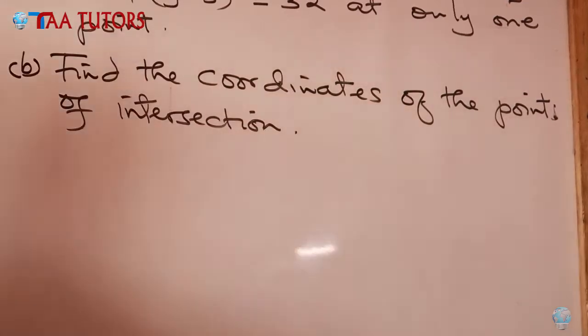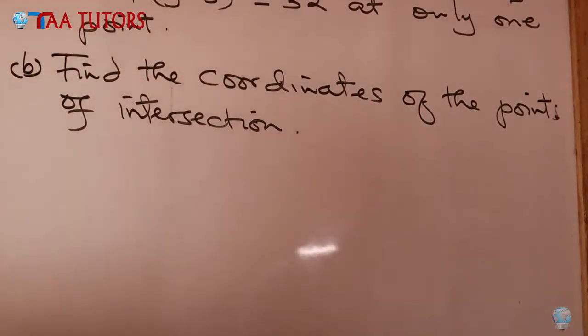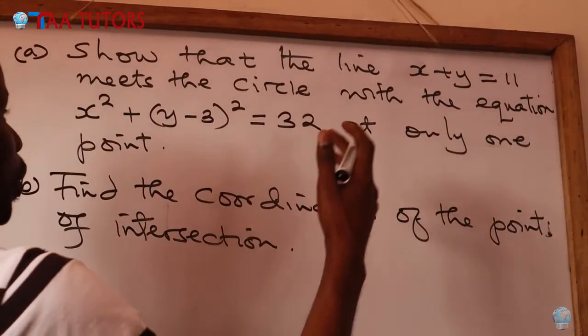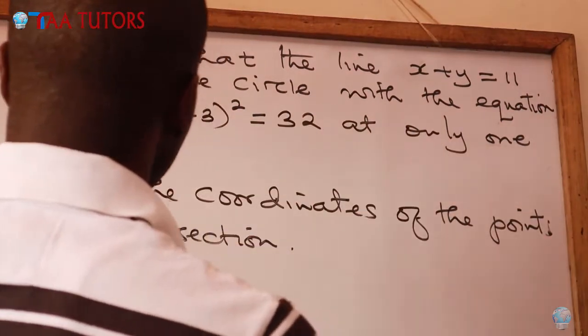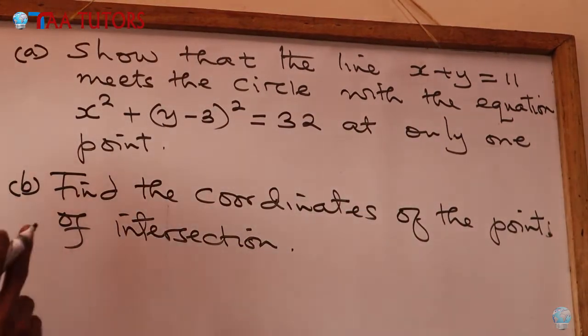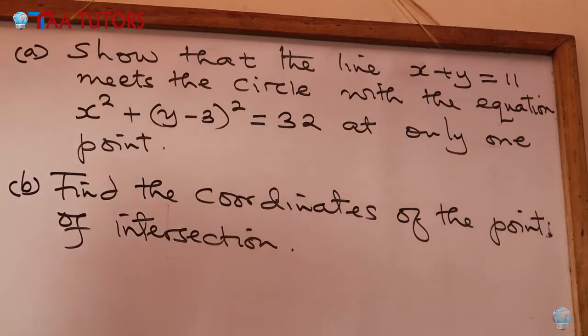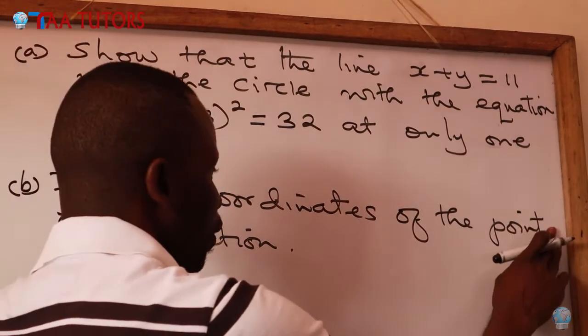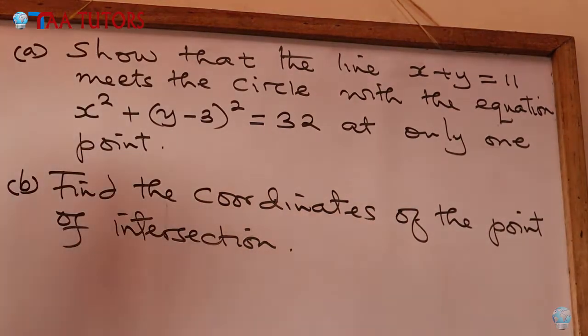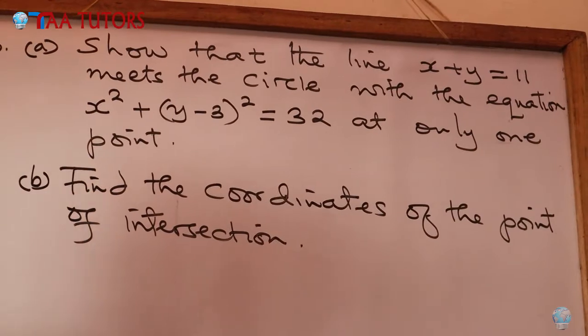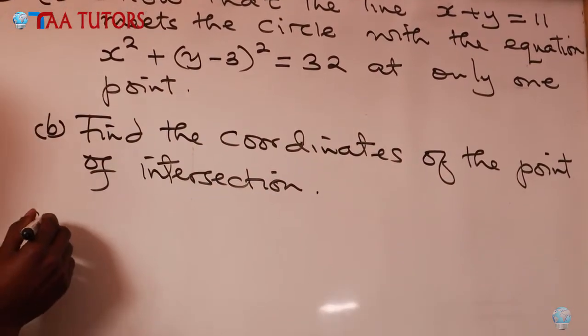So viewers, that is the question that is before us. Show that the line x plus y equals 11 meets the circle with the equation x squared plus (y minus 3) squared equals 32 at only one point. Find the coordinates of the point of intersection. Now, first of all, we have to deal with part A.